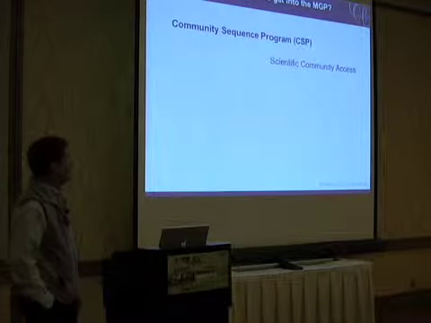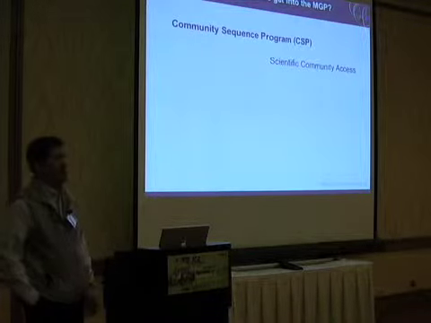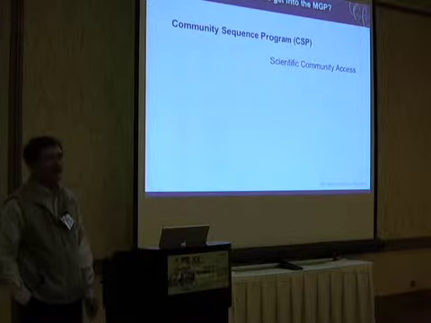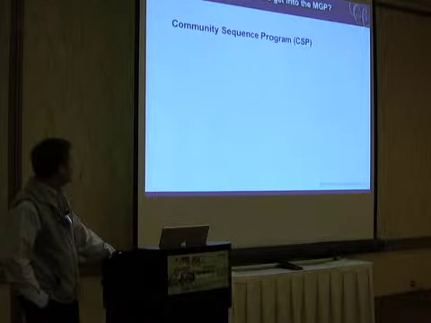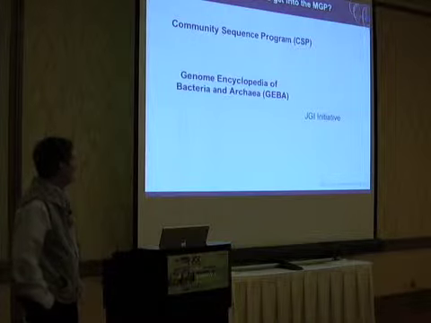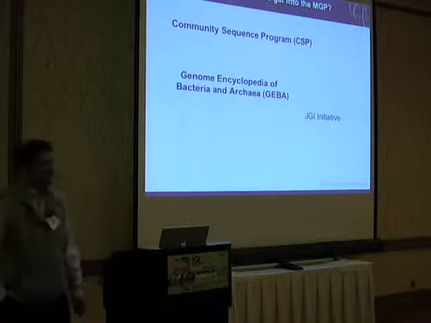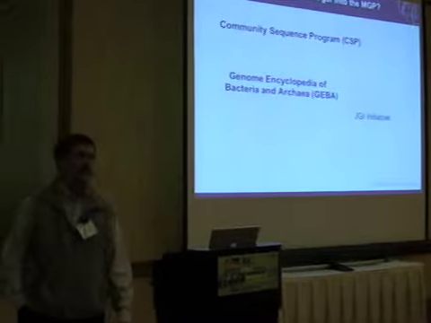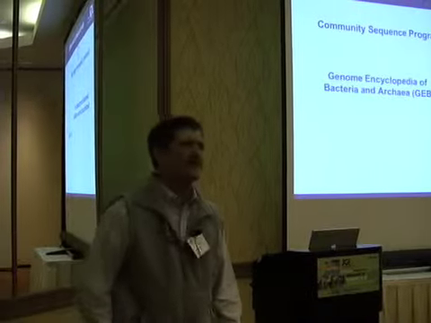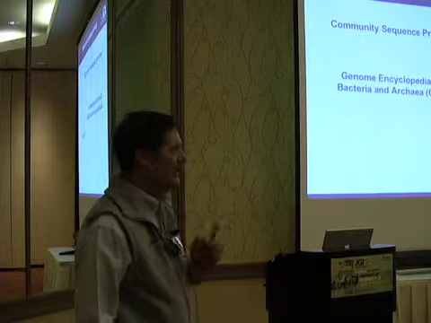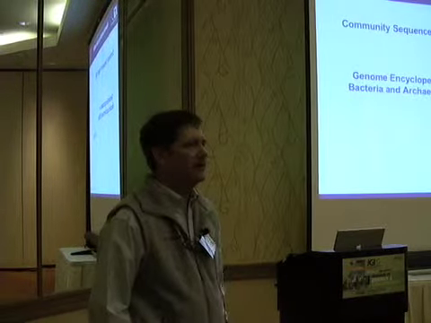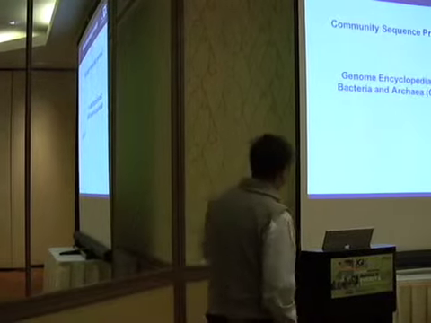Of most interest to you is the Community Sequence Program. I'll talk a little bit more about that in a bit. The next area is GEBA, the Genome Encyclopedia of Bacteria and Archaea. That's a JGI initiative. Those projects were identified internally and started internally. Jonathan Eisen tomorrow will give more discussion about that.